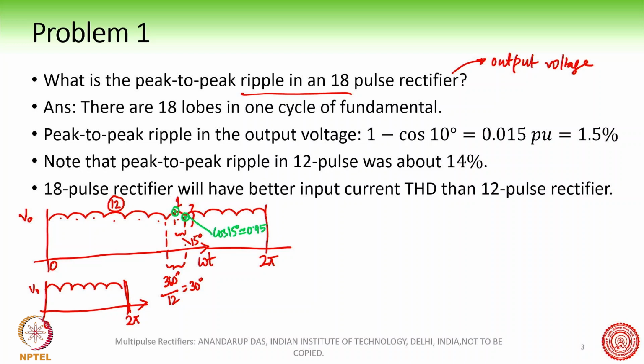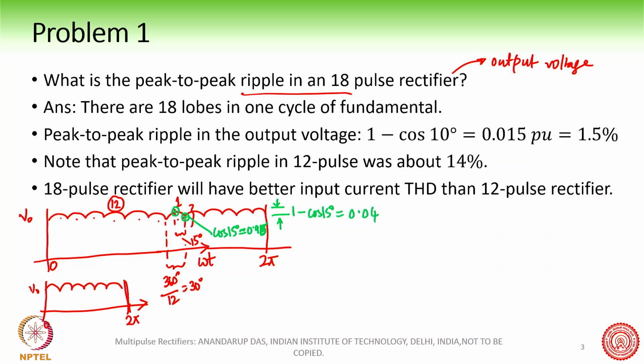Yes, we have to check. I forgot cos 15 degrees. Just hold on for a second. Cos 15 degrees is 0.96. So the peak to peak ripple here will be 1 minus cos 15 degrees, or 0.04.